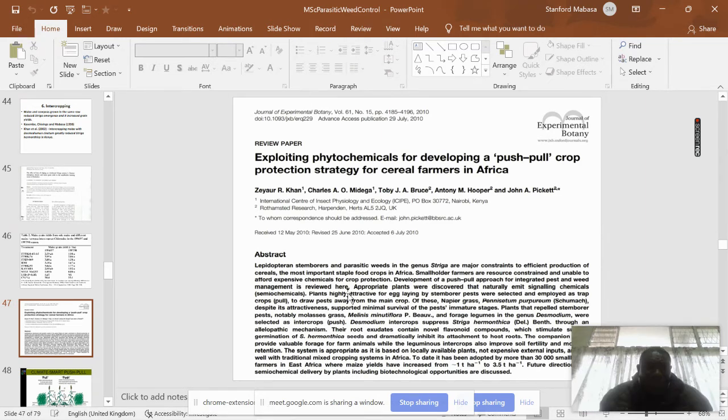This paper is by Khan, where they used desmodium intercropping in what they call the push-pull technology or strategy.